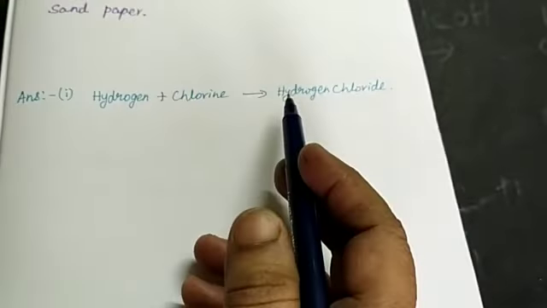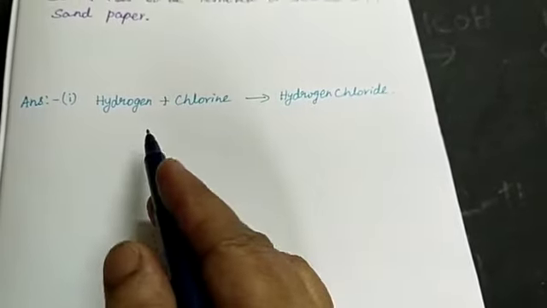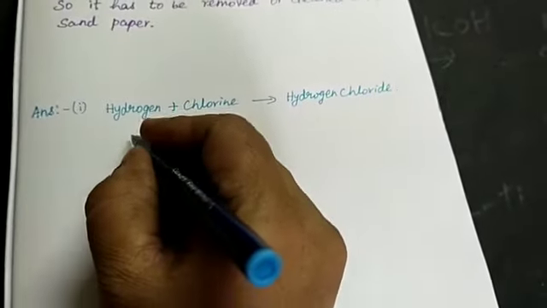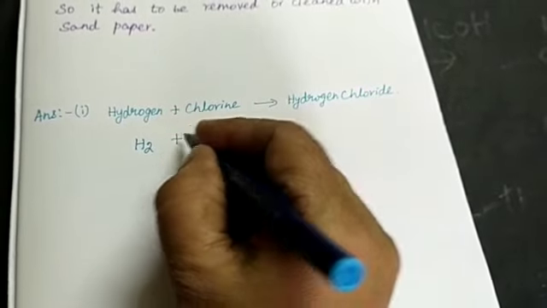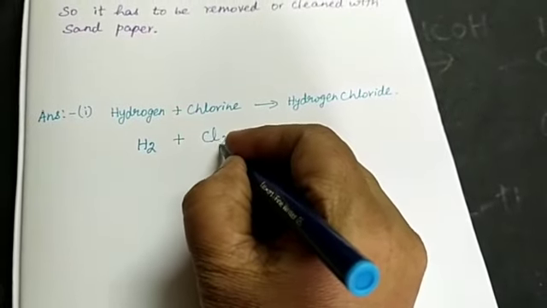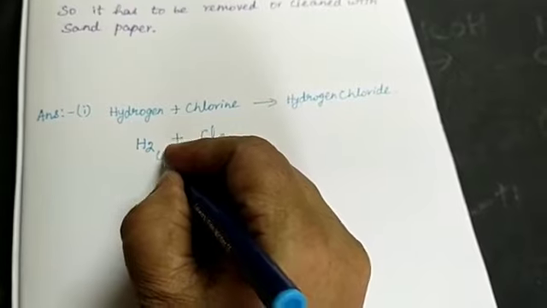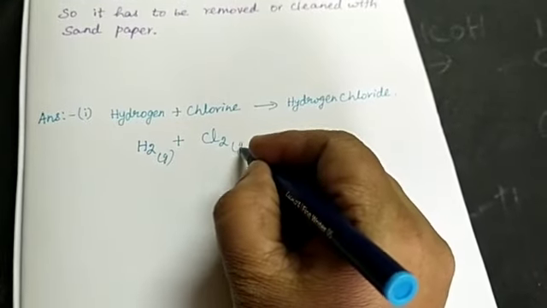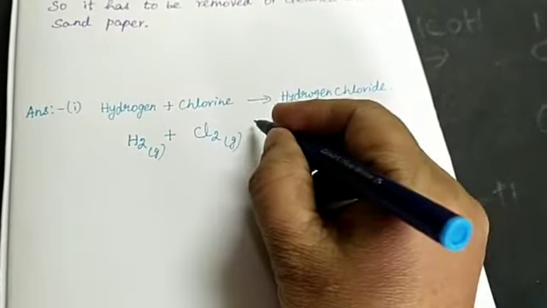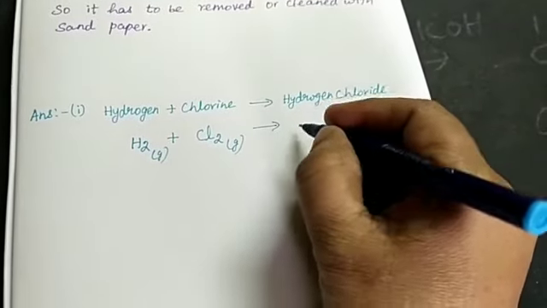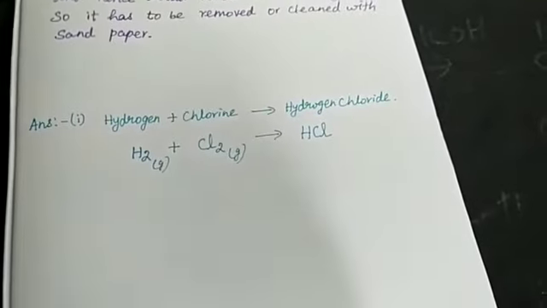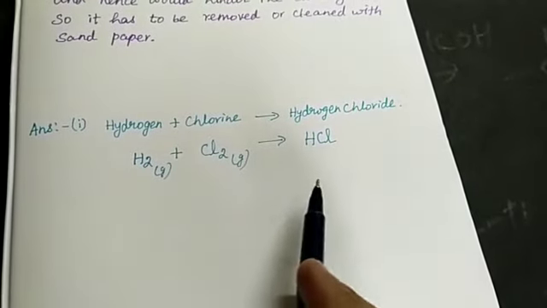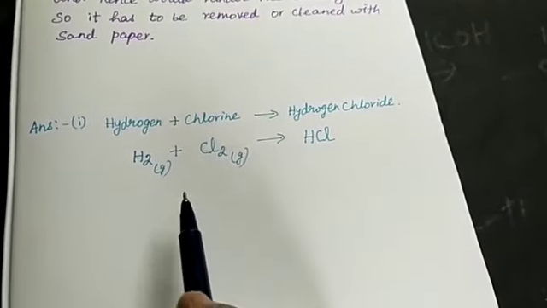Hydrogen plus chlorine gives hydrogen chloride. Let us write the symbolic representation for this. The formula for hydrogen is H2 plus chlorine, it is Cl2. Both are diatomic gases, so it is H2 plus Cl2 gives hydrogen chloride. The formula for hydrogen chloride is HCl. So this is the equation. Now in this equation we have to balance.